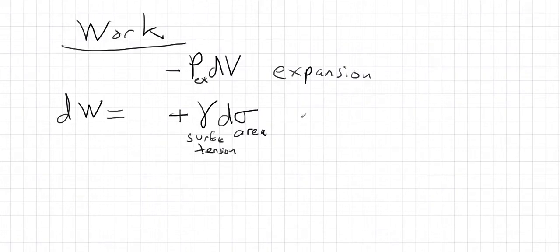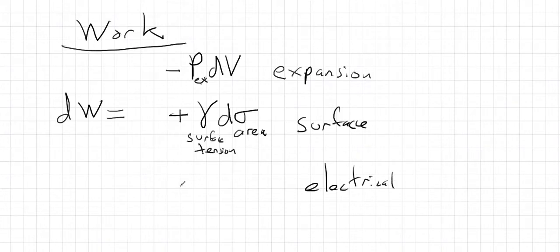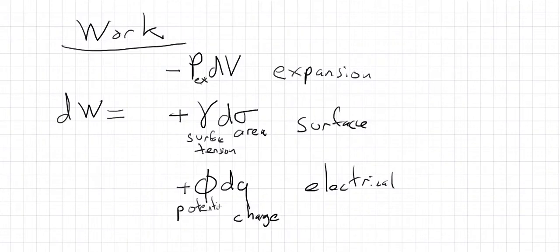And another type of work, so this is surface work. And another type of work that's very common is electrical work. And electrical work is just going to be the potential, that's the voltage, and the change in charge. And unfortunately, we're going to use Q again, just because that's what we use for charge. So just don't confuse that with heat. And phi is the potential, or you might call it the voltage.